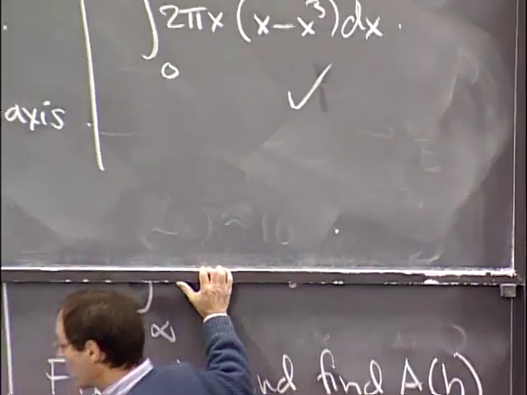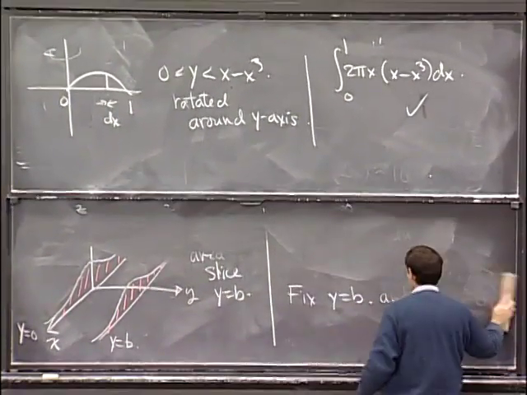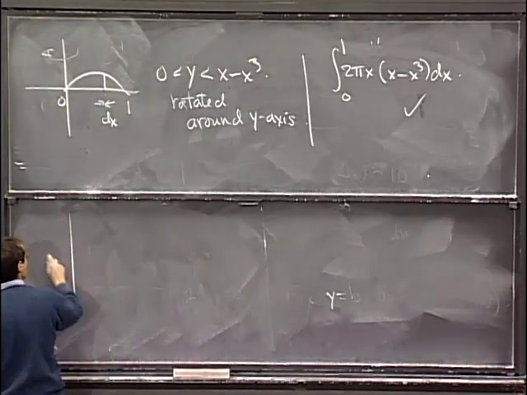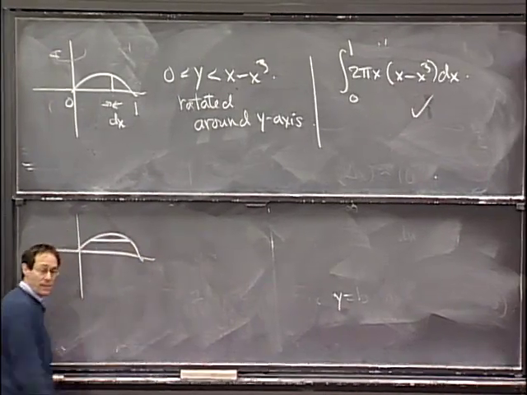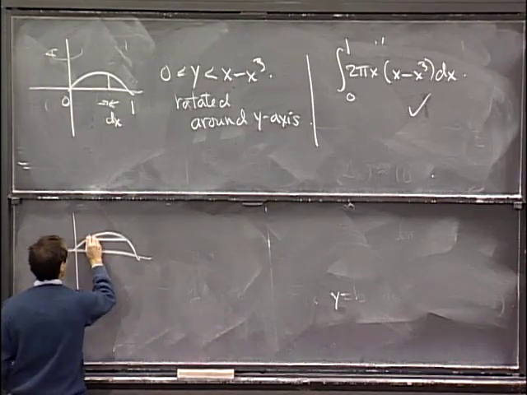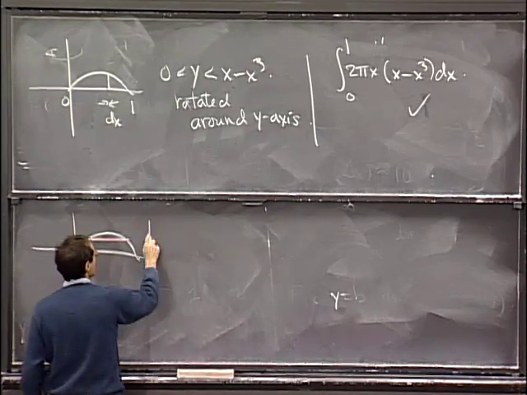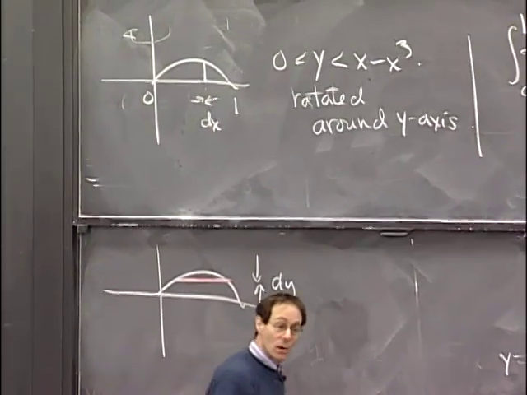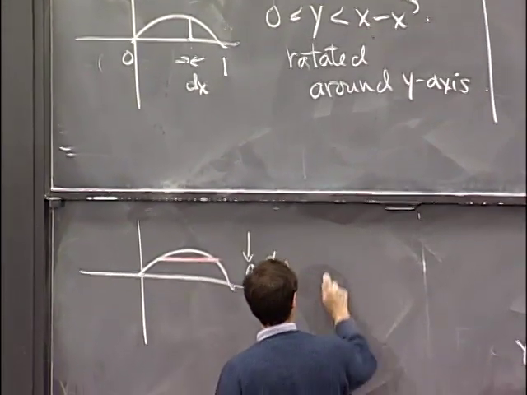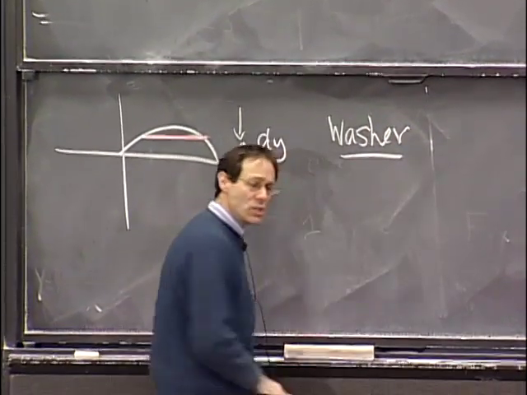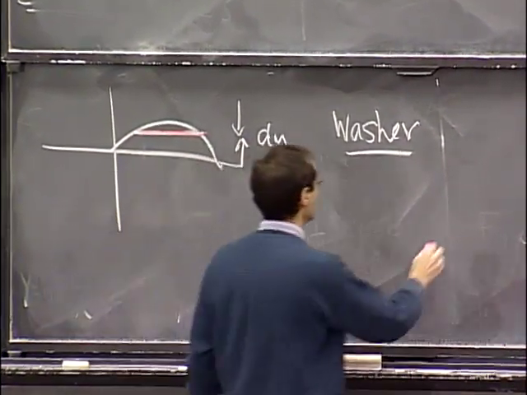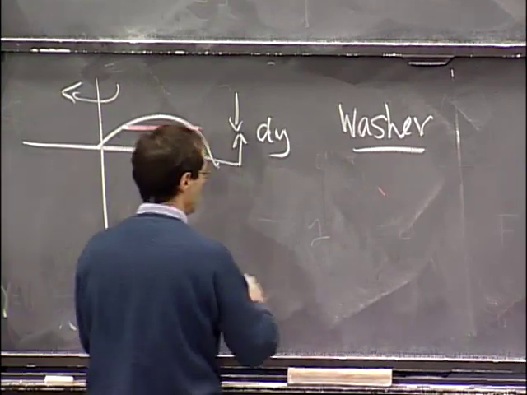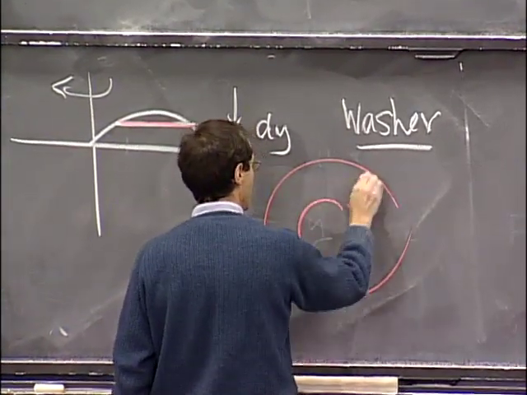Now, if you happened to say, oh gee, I hate to do this, I want to do something clever, you could try to do it with cutting this way. And this would be the dy thickness. And then when you sweep this around, you get what we call a washer, which is really just the difference of two disks. So the shape here is this thing swung around this axis, and it looks like this.